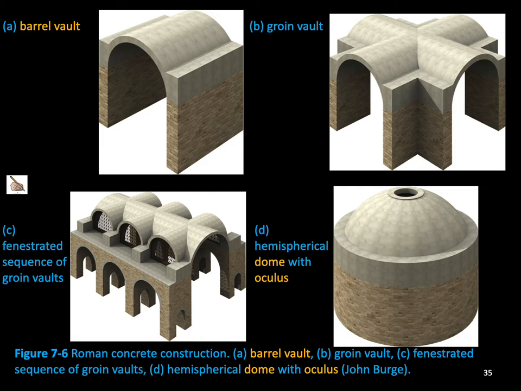A hemispherical dome is a round arch rotated around the full circumference of a circle. And lastly, the oculus, Latin for eye, the round central opening of a dome, also a small round window in Gothic cathedrals.